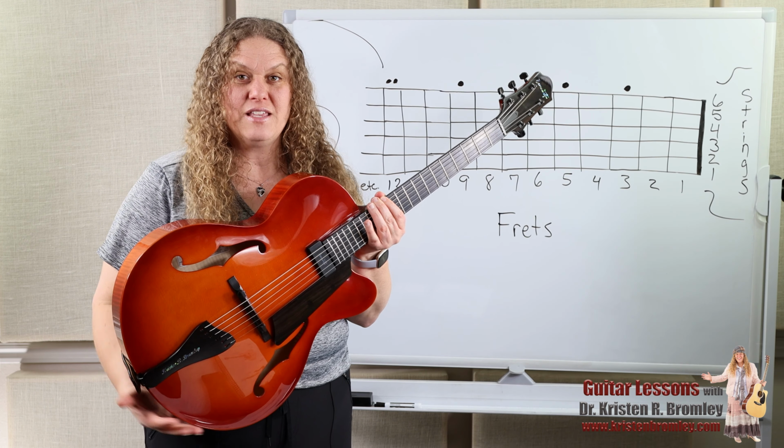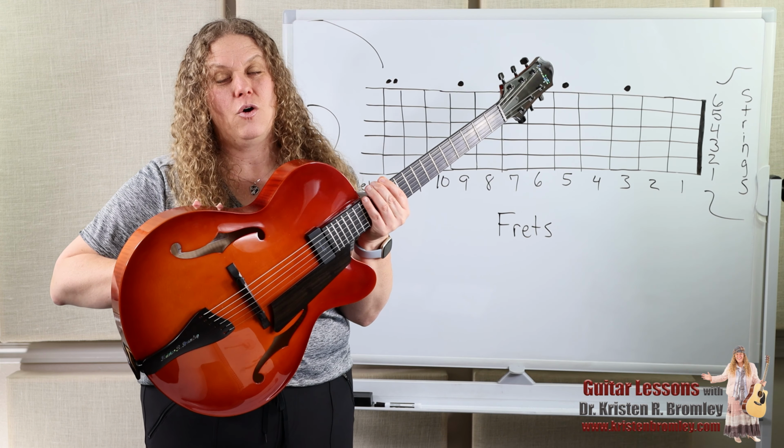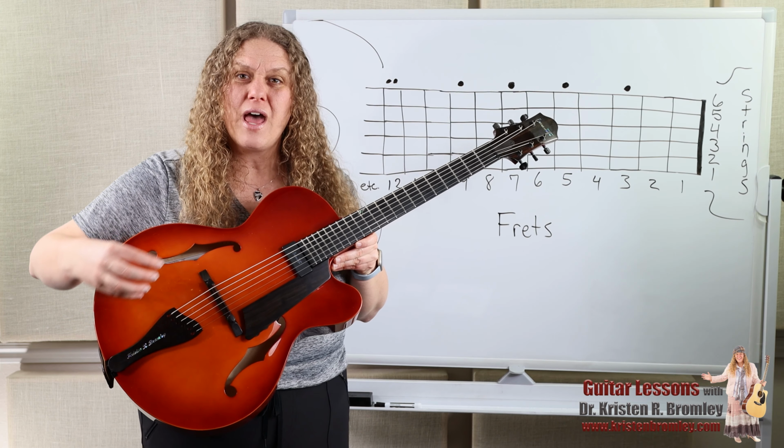Then you've got the sides, and these are also sometimes referred to as the ribs. And then you've got the back over on the back side. So that's the body. Also on the body of the guitar, you're going to have a sound hole.